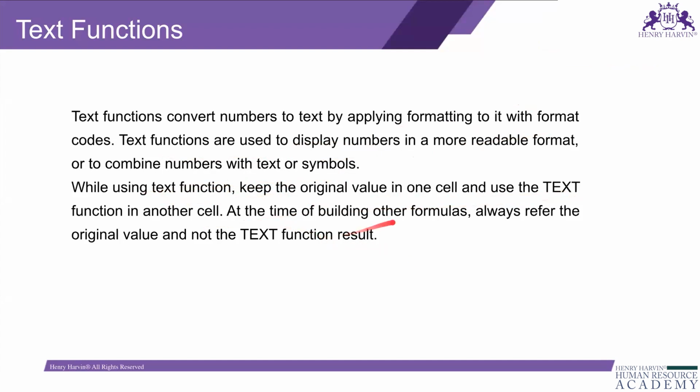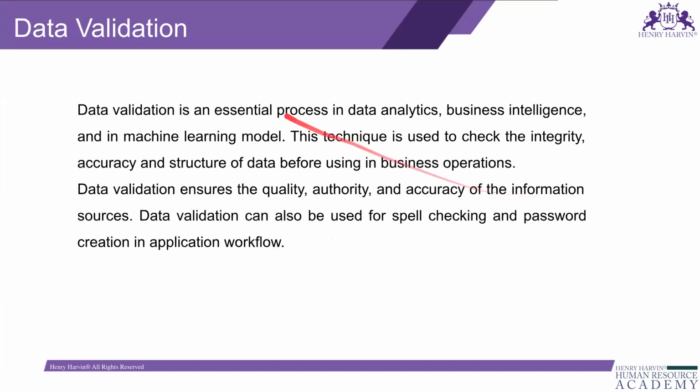At the time of building other formulas, always refer to the original value and not the text function result. That means if you're using more formulas in your Excel, don't use the new one which you have created in another column. Use the original data that you have received, because that will help you calculate a lot of things, or the formulas that you're putting in will be used properly. Okay.